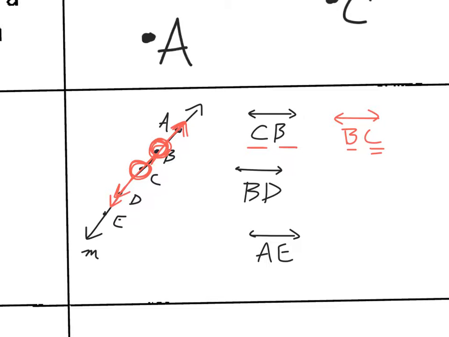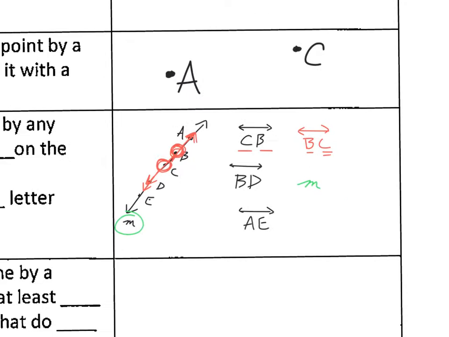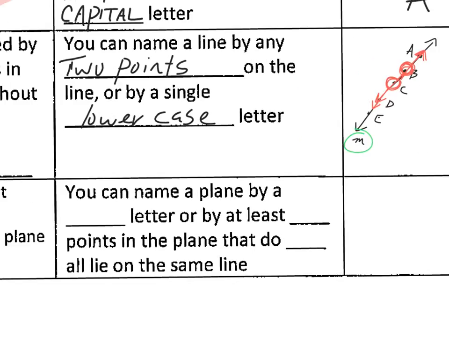The other way we can name this line, like I said, normally you use 2 letters, any 2 letters on the line. Order does not matter one bit. Sometimes it is given a small lowercase letter, so we can call this line M. Sorry, small lowercase letter, not capital letter. So it's completely up to you. You just have to see what is given. There's hundreds of right answers. Actually, infinite, because there's infinite points.